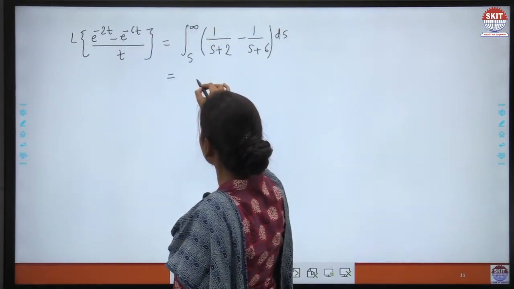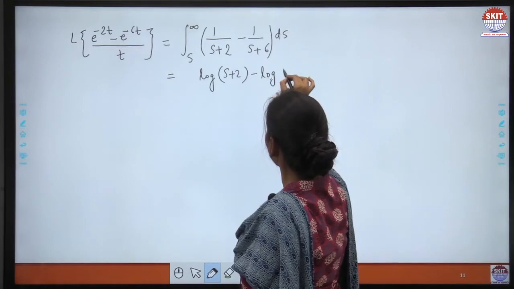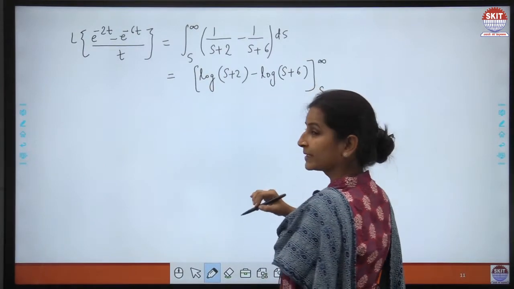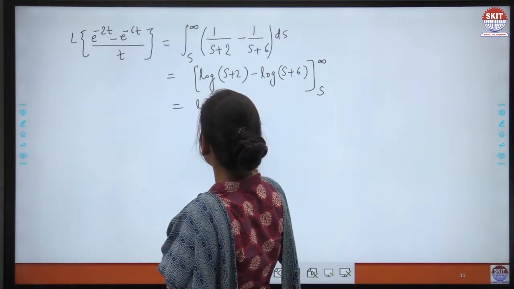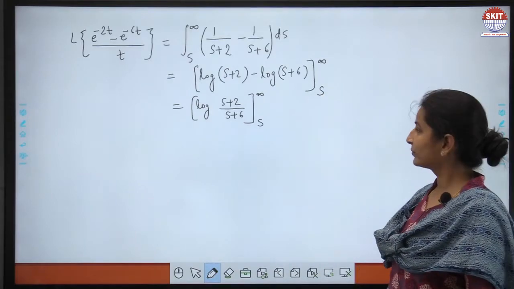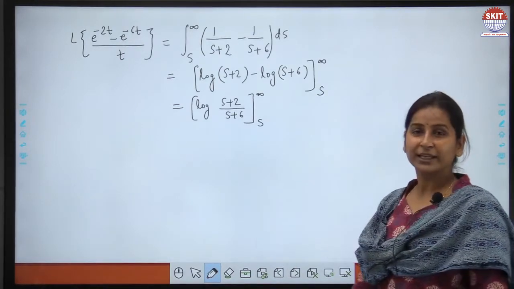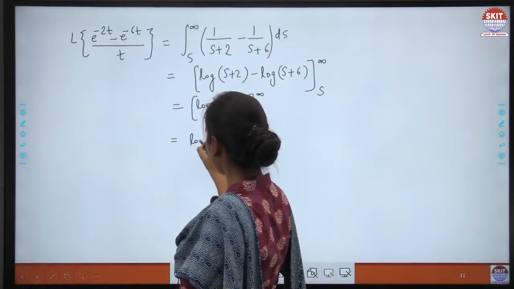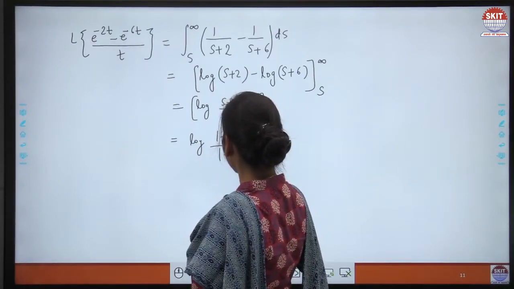Again, integrating it, I get the result as log of s plus 2 minus log of s plus 6, and the limits are s to infinity. This term can again be written as log of (s plus 2) by (s plus 6), limits s to infinity. Now since the limits are from s to infinity, I have to adjust the function in the form of 1 by s, otherwise infinity cannot be substituted. So I write this function as log of (1 plus 2 by s) and then (1 plus 6 by s).